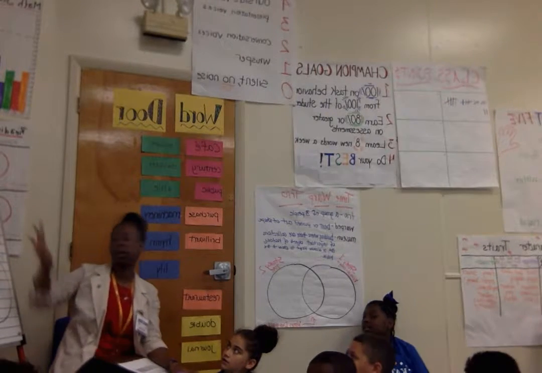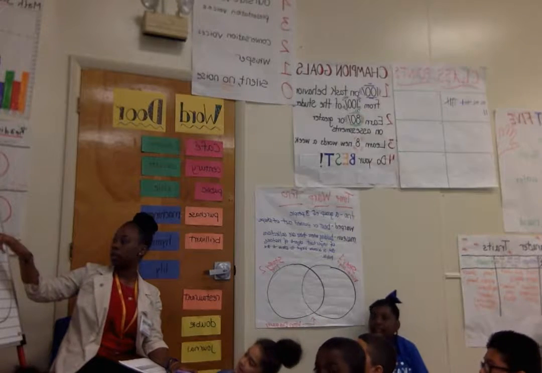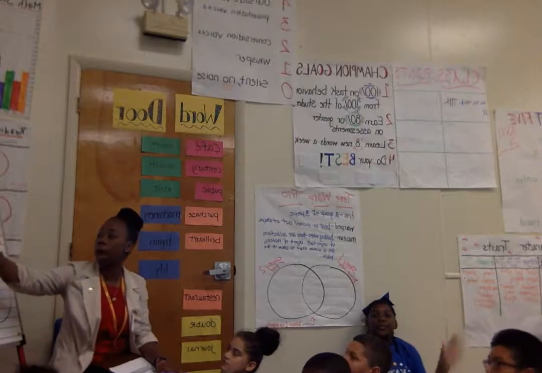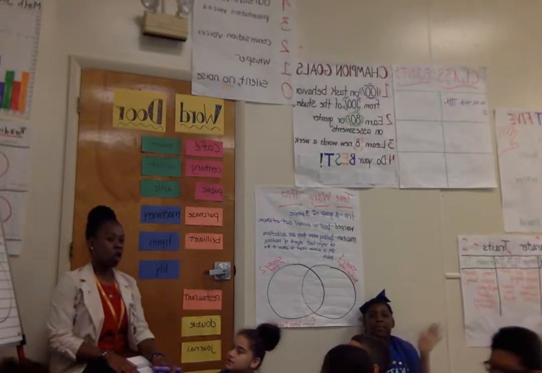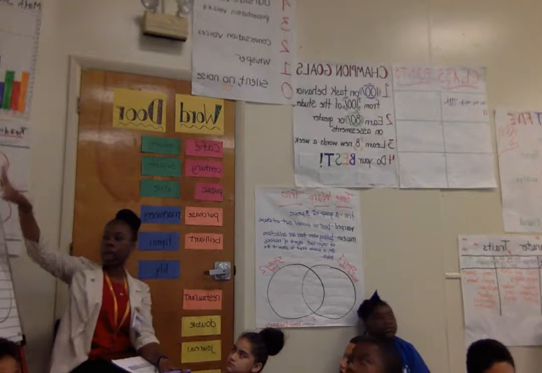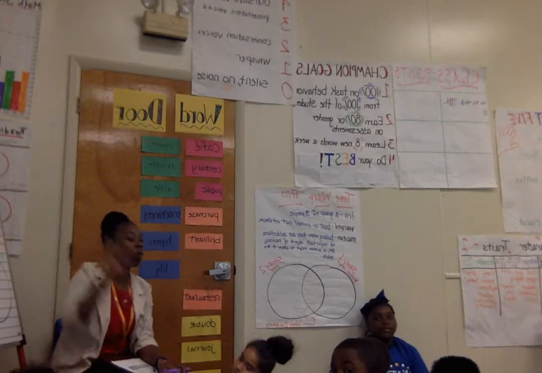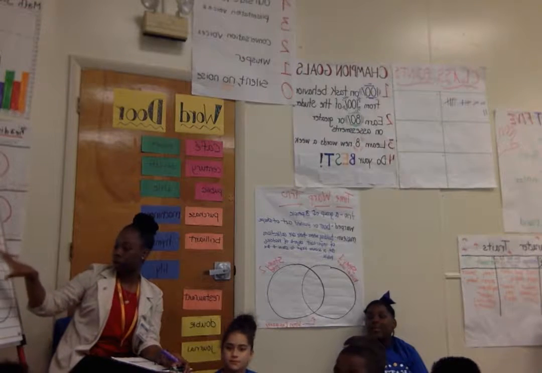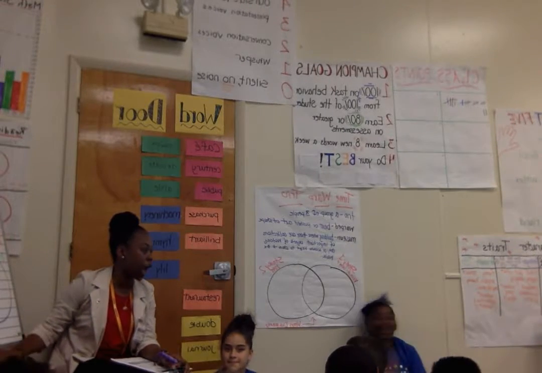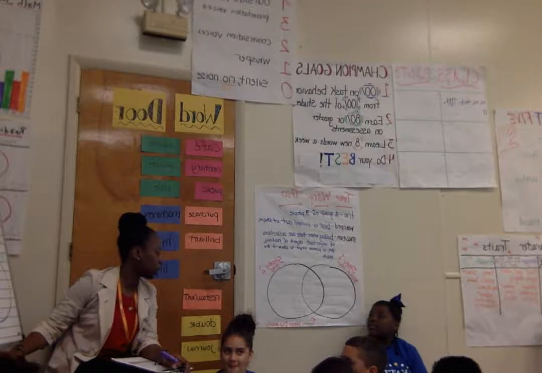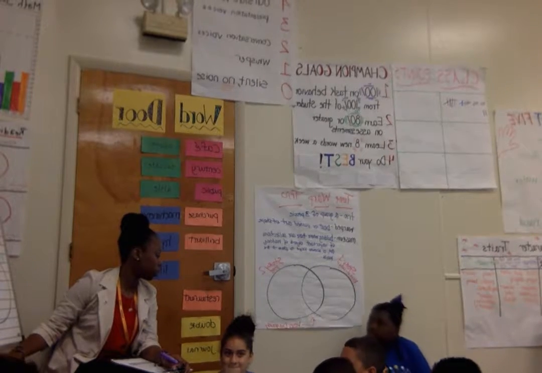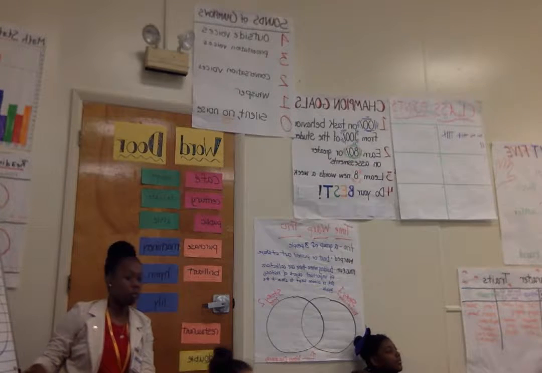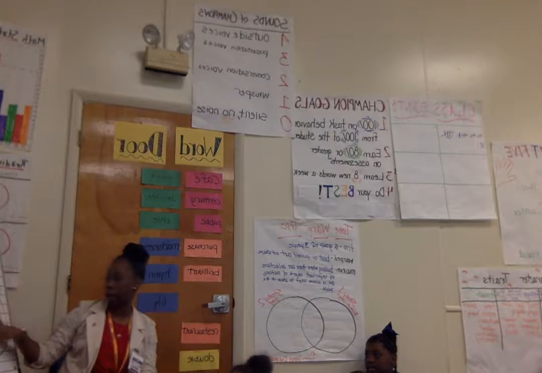Can we all say that? Compare is to describe the similarities. Awesome. And to contrast means to what? Describe the differences. So we have the similarities and we have the differences. And when we do compare and contrast, we use something called a Venn diagram. We have a Venn diagram, right? So this is the tool that we use to compare and contrast.